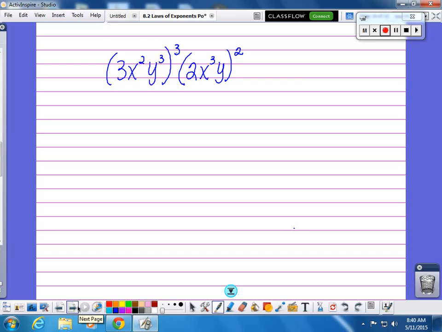All right, let's look at this one. Now here, we're going to apply the 2 rules that we know. We're going to use our raising a power to a power rule, and then we're going to use our product rule. All right, so let's take everything in this set of parentheses to the 3rd power, and then we'll take everything in this set of parentheses to the 2nd power. So cube this one. 3 to the 1 times 3 is 3. X to the 2 times 3 is 6. Y to the 3 times 3 is 9.